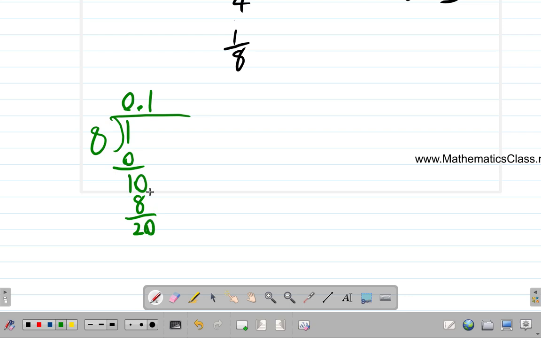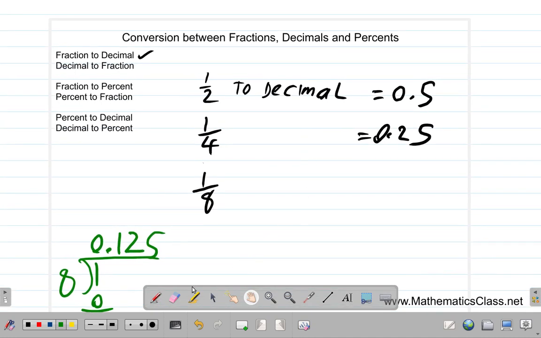Multiply 2 by 10. 8 into 20: how many 8s do you have in 20? 8 1s are 8, 8 2s are 16. 20 minus 16 are 4. Multiply 4 by 10, you get 40. How many 8s do you have in a 40? 5 8s are 40, so a 5. 40 minus 40 are 0, you're done. So 1/8 is 0.125, right? 0.125.